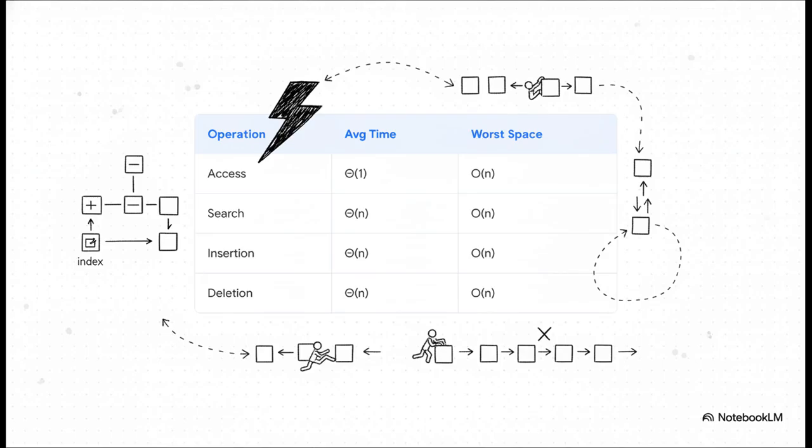Think about access, Big O of 1. That is instantaneous. Because of contiguous memory, if you know the index, the computer jumps right to it. No searching required. But think about search, insertion, and deletion. They are all Big O of n, because as we learned, inserting or deleting requires shifting all those other elements around. If you insert an item at index 0 in an array of 1,000,000 items, you have to physically move 1,000,000 items. That is a massive performance cost.